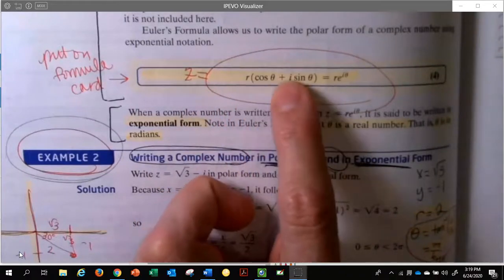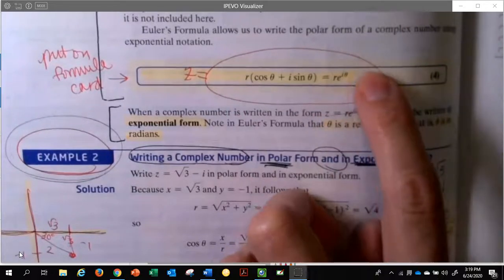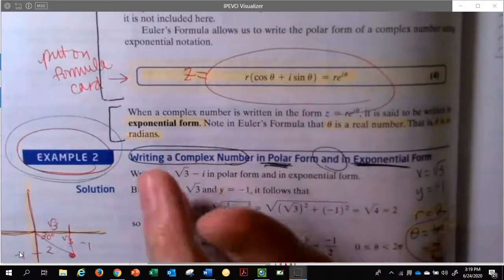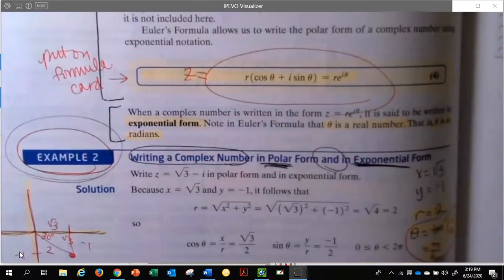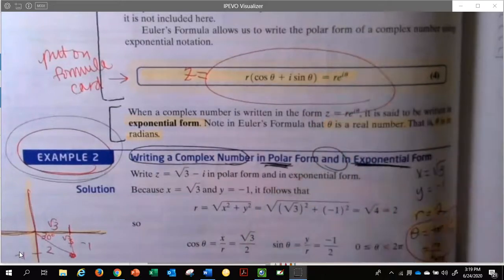We just saw that. Oh yeah, we just saw rectangular too. Well, I've got to add a new one. Euler's is going to have r, okay, we saw that on the other page, modulus or magnitude, and it's going to have a theta, but everything gets shifted to the exponent and it's using e.